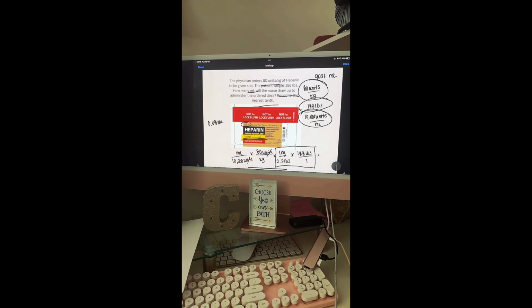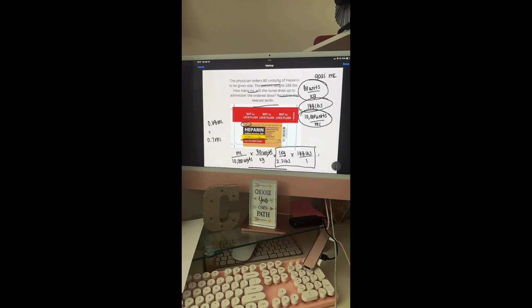So it'll be 0.7 milliliters. Okay. I had a heparin question like this in class, but the label said 10 milliliters, not 1 milliliter, and I was very confused. Okay, so was it 10 milliliters total in the bottle or what?